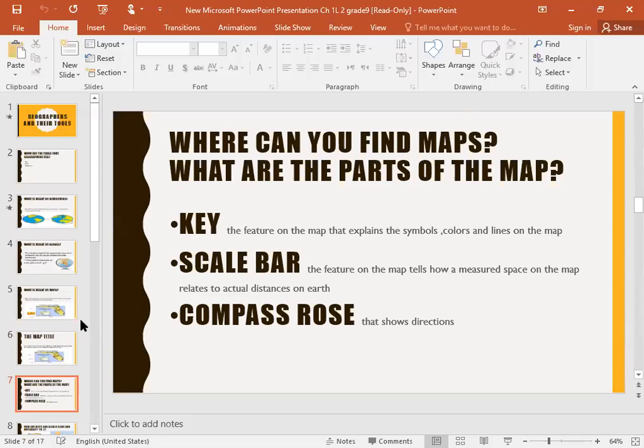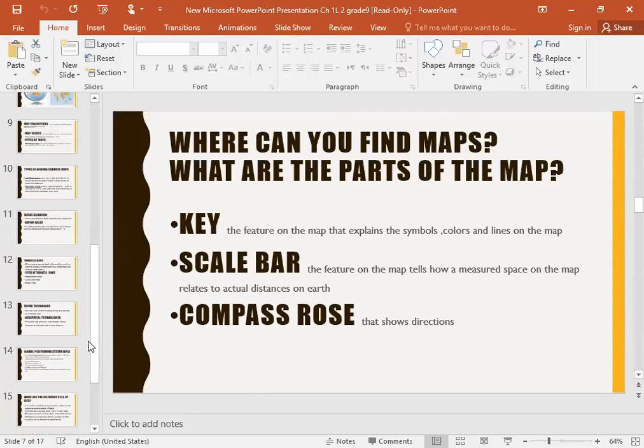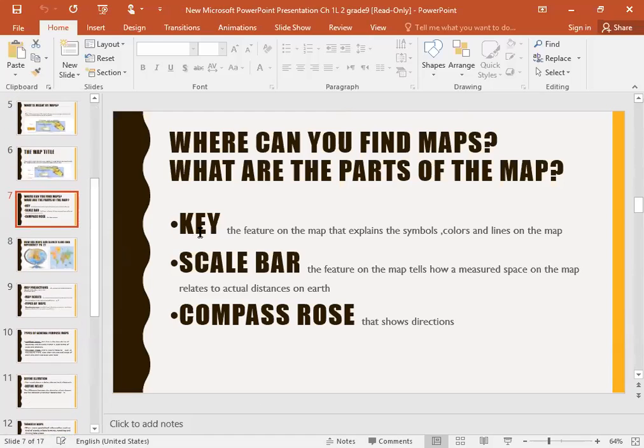Okay, so we have three main parts of a map: the key, scale bar, and compass rose. The key explains the symbols and the colors, the scale bar tells us about the distances, and the compass rose shows the directions using the cardinals.